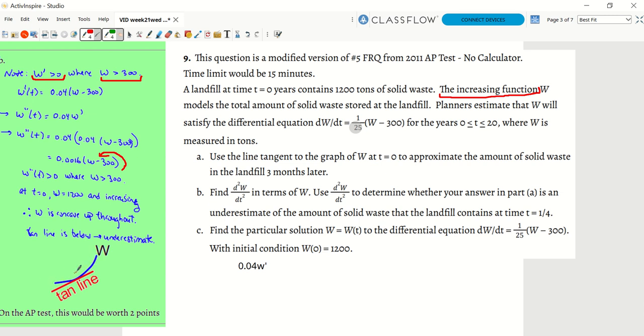The original function is concave up, and if it's concave up and the estimated red line looks like this, that means the red line is an underestimate.